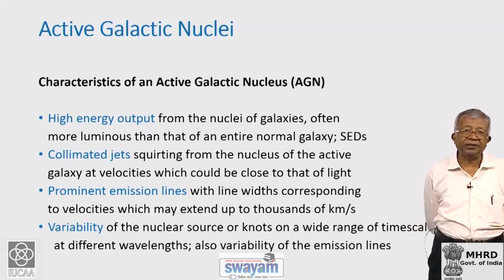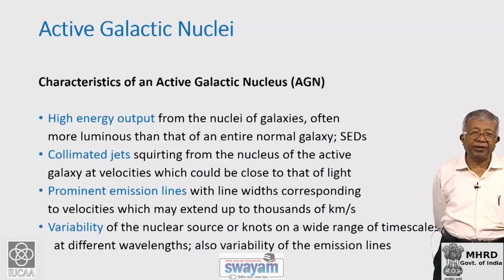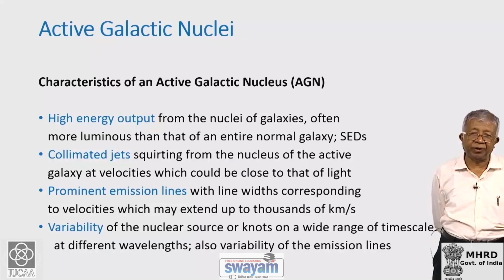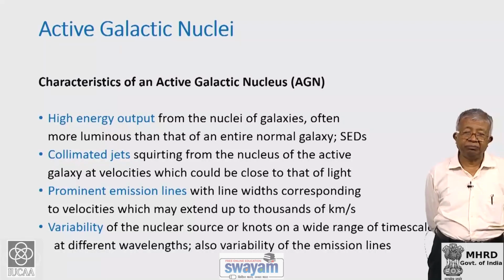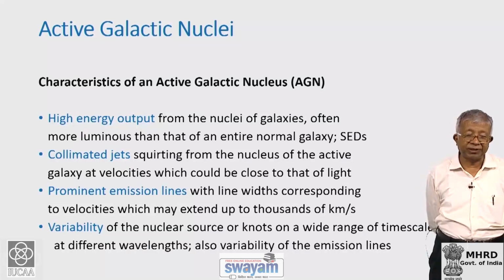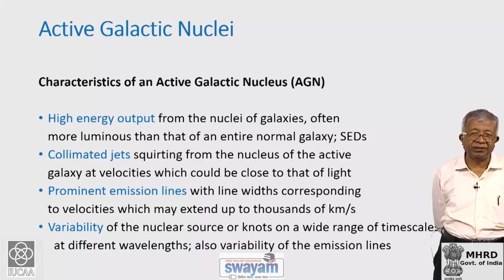You also have narrow lines which, as we shall see later, originate further out from the nucleus of the galaxy. Another important characteristic of active galactic nuclei is the variability of either the nuclear source or knots in the jets very close to the nuclear regions on time scales which could vary from days to years depending upon the wavelength you're looking at. The physical processes can vary, and the variability is seen not only in total intensity but in sources which are polarized. You can also see variability in the polarized intensity.